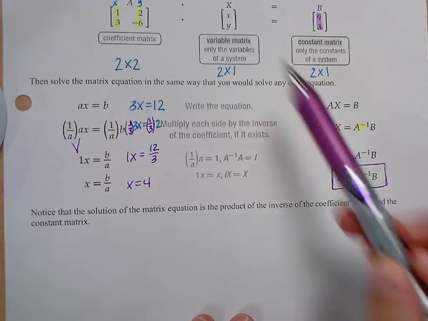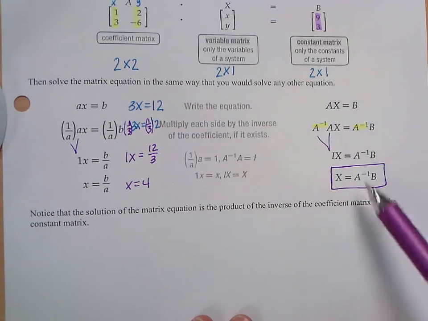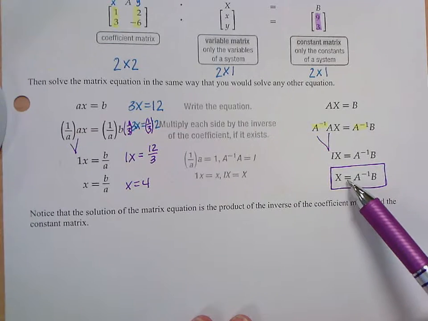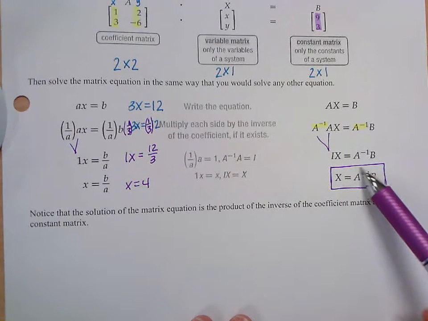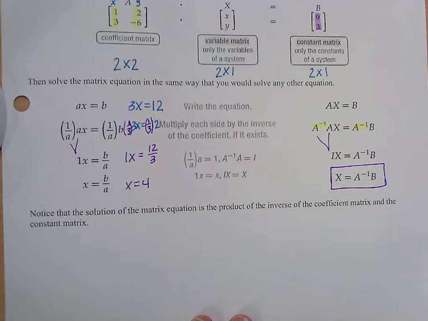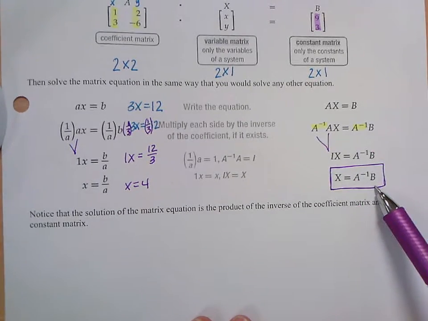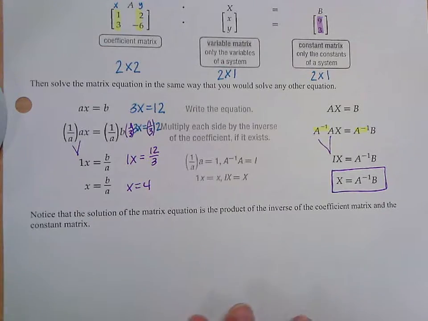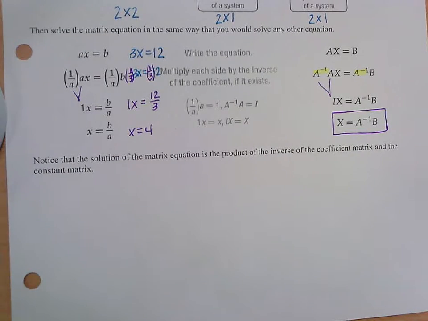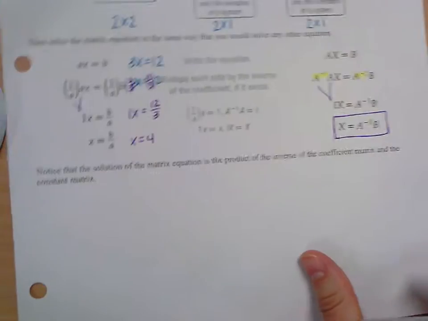But whenever you are solving a matrix equation of this form, to find the matrix X, it is always the inverse of A multiplied by B every time. So if you can remember that, you don't have to do these steps every time. So we're going to go through a couple of examples so you can see how this works out, and those are on the back.